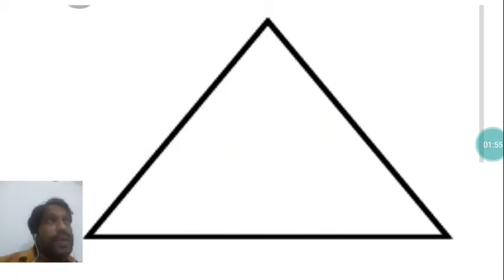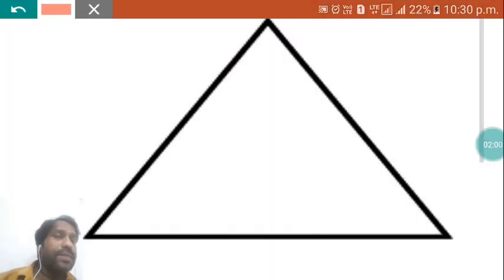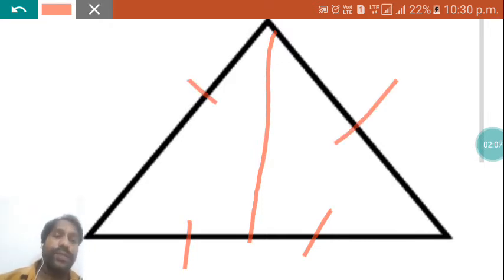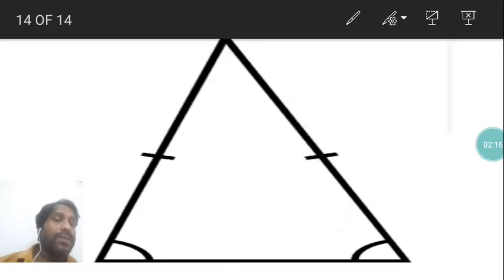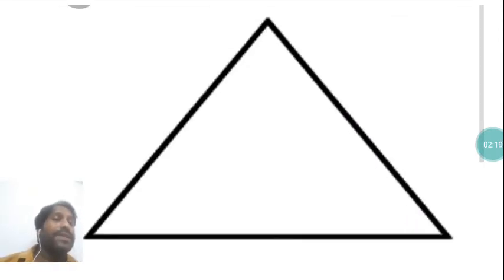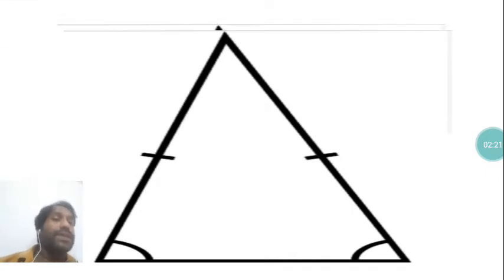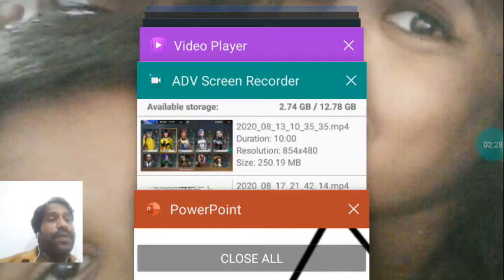Today we'll discuss that if the vertical angle bisects the base, prove that these two triangles are isosceles. If these angles are equal and these bases are also equal, then this is an isosceles triangle, and this is an isosceles triangle, where these two sides are equal. So we have to prove this. In our video we have tried to prove that only. So let us start that video here.